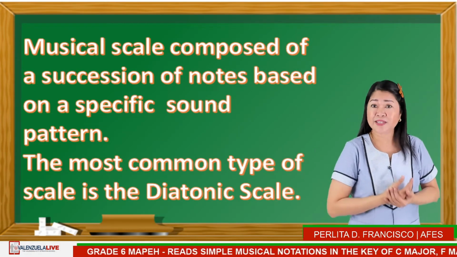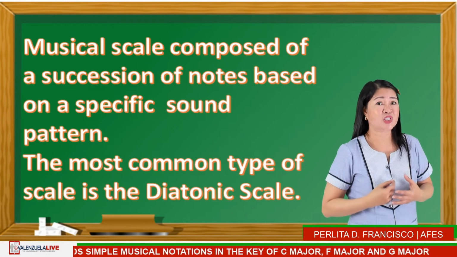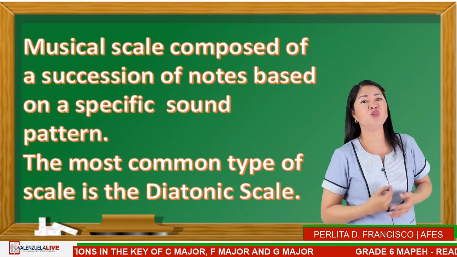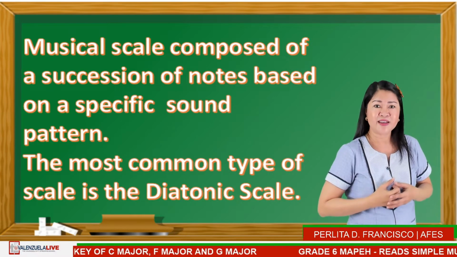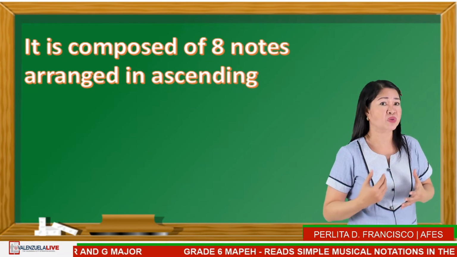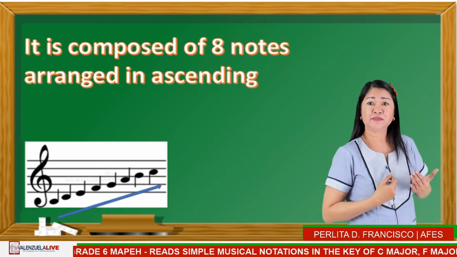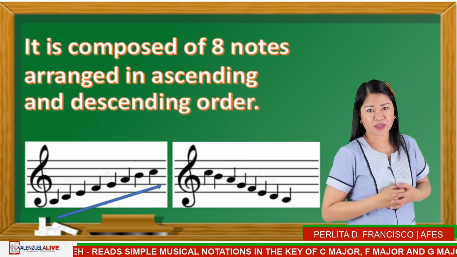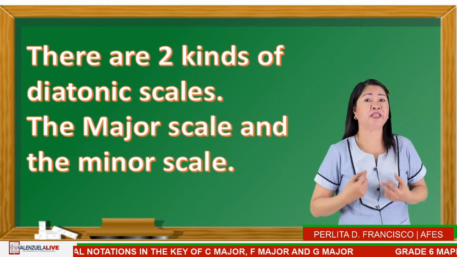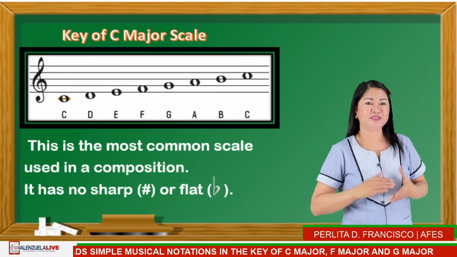So what is a musical scale? A musical scale is composed of a succession of notes based on a specific sound pattern. The most common type of scale is the diatonic scale. It is composed of 8 notes, or an octave, arranged in ascending and descending order. There are 2 kinds of diatonic scales, the major scale and the minor scale.